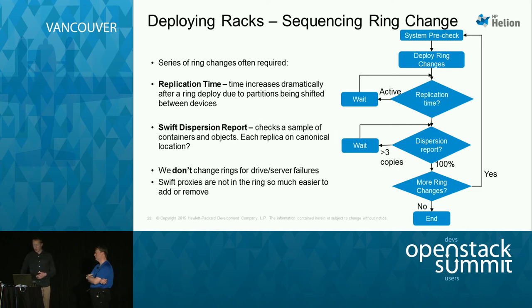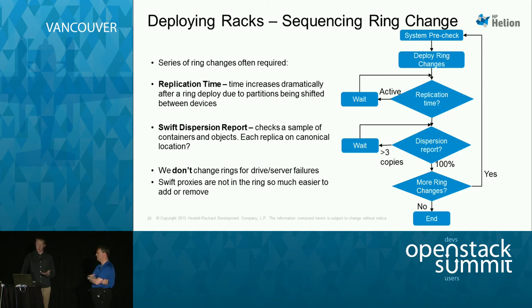A couple of things to note here. We don't change rings every time we see a device or a driver or server failure. It just isn't really an efficient use of time for us. At scale, it doesn't work. On a smaller scale, perhaps, where you've only got a small number of devices. But because, as Donna said, Swift is so robust, and as well with our monitoring tools, we can see when a device goes down and change it straight away. We just don't do it.